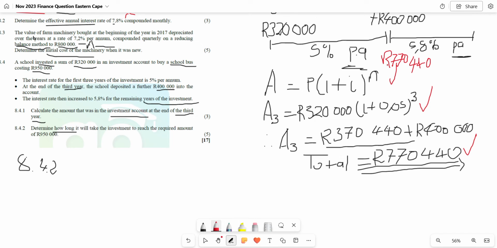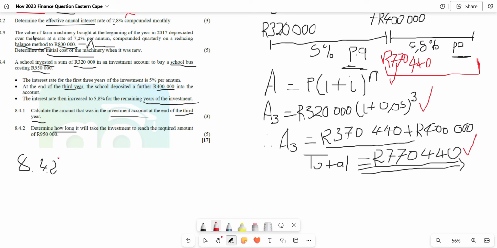We start our investment from here all the way to where it ends. Remember here, we don't go backwards, because now this amount was invested initially and it grows to an amount of 770,440 after a further deposit. Then we take our investment from here at T3 to the last number of years for this particular investment.